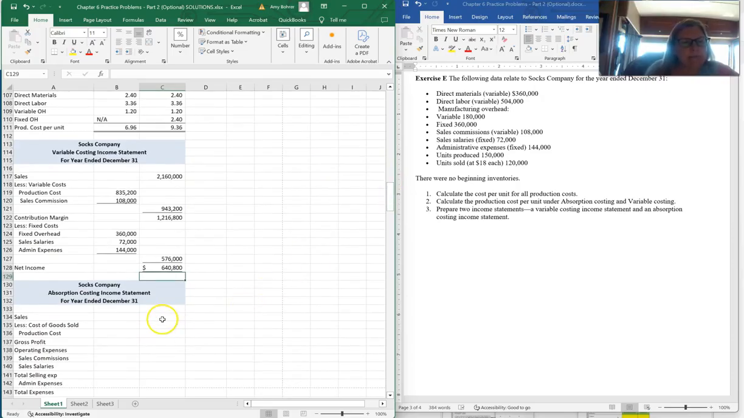Sales will be the same. We still sold the same number of units. 18 times 120, that gives us $2,160,000. Okay, so your sales will be the same, less your cost of goods sold.